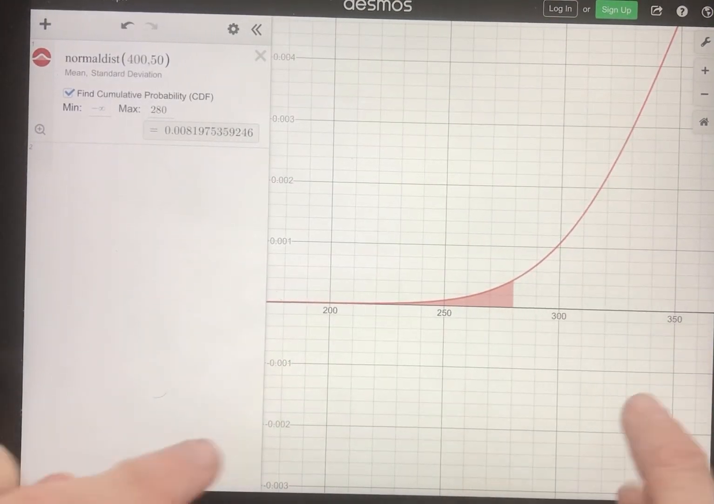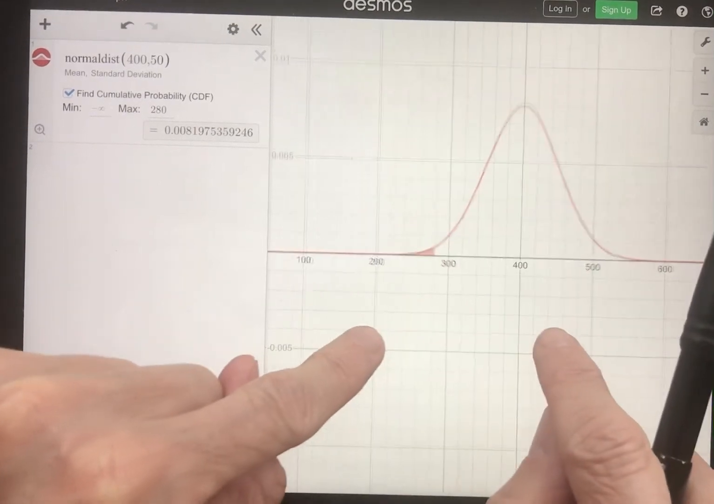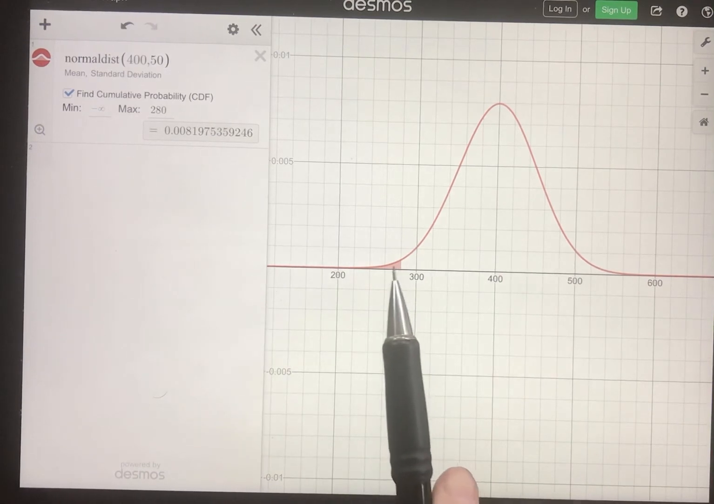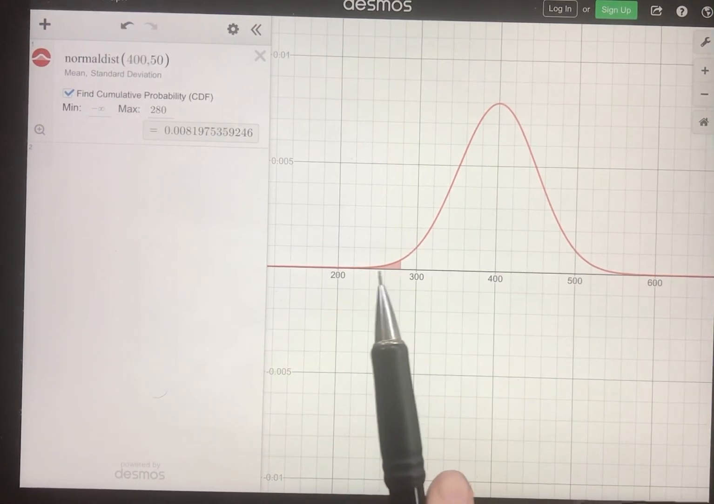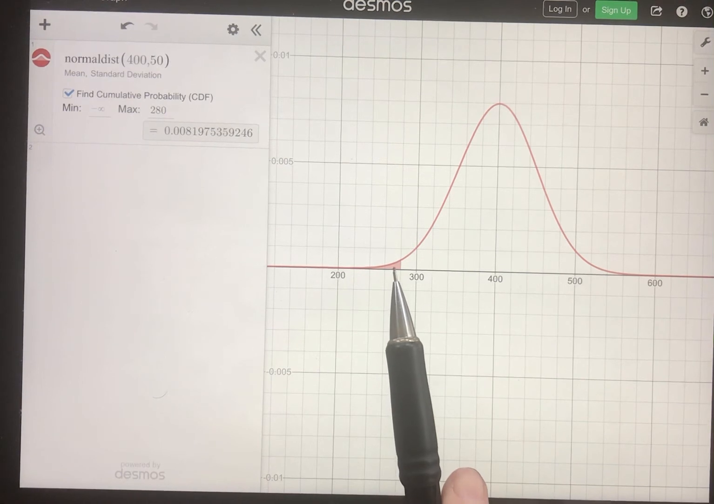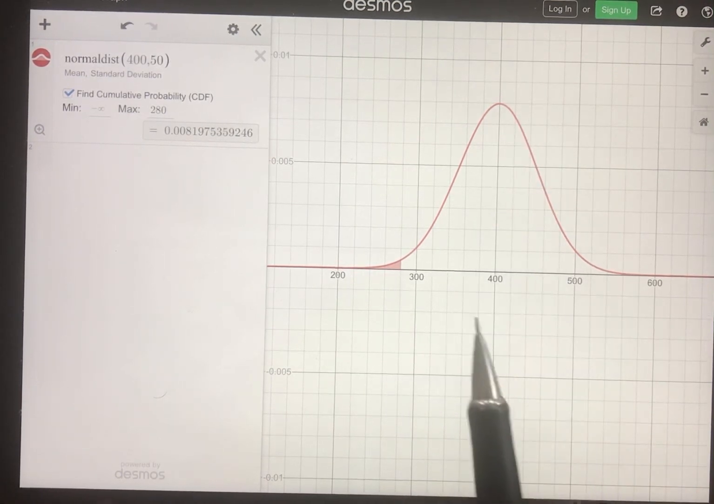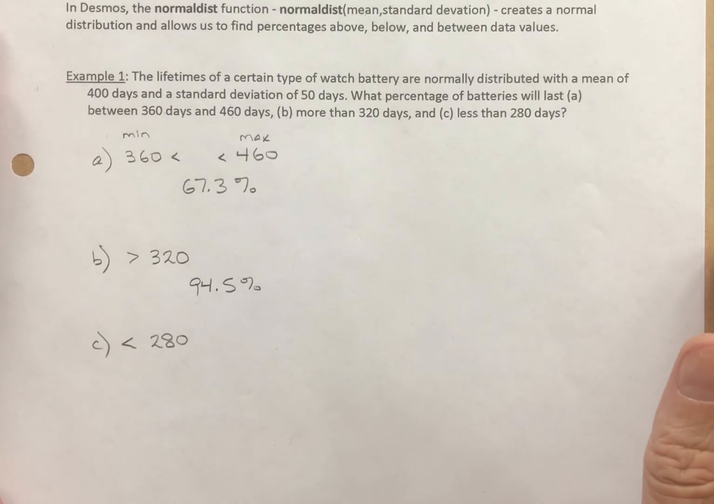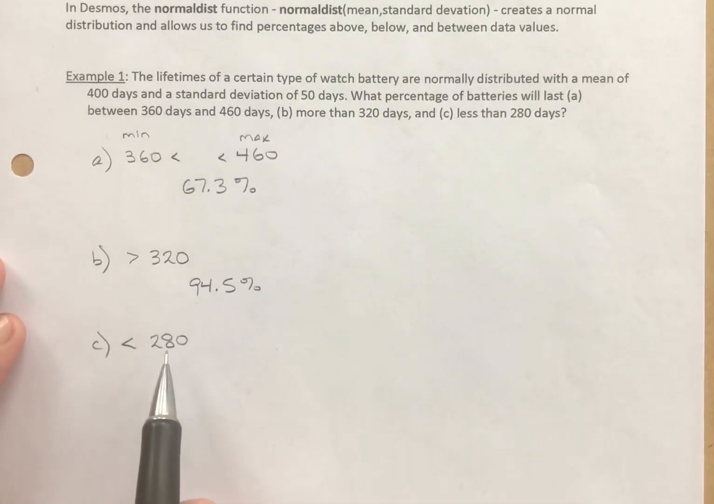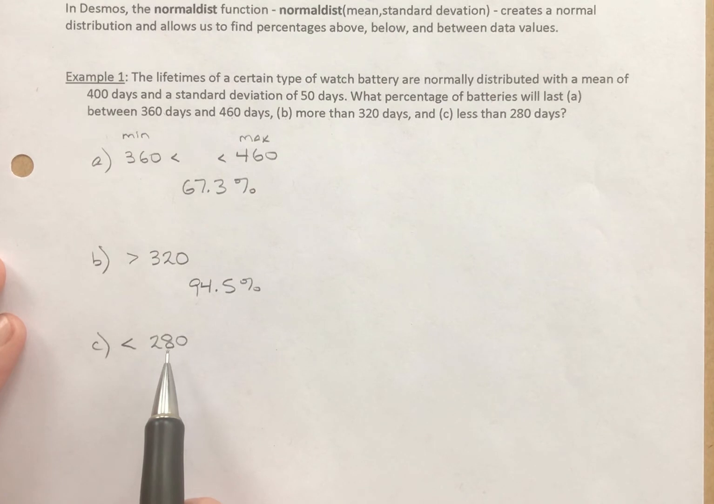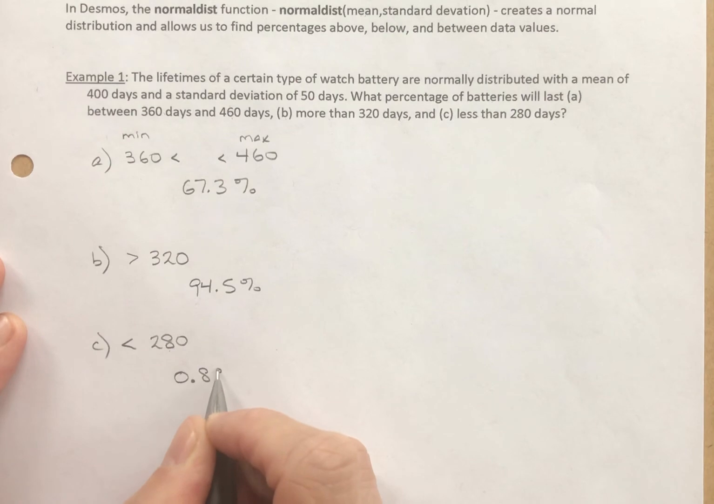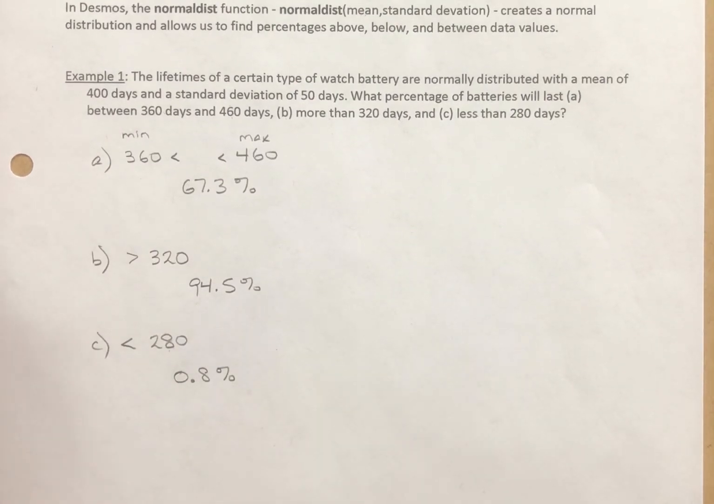Okay, but that part of the curve, when we look at the entire curve, from positive infinity all the way to negative infinity, the area under the curve here is about 0.8% of the total area under the curve. And so we just answered that letter C question. What percentage of the batteries in this distribution will last less than 280 days? And we came up with, to the 10th, 0.8%. So there you have it.